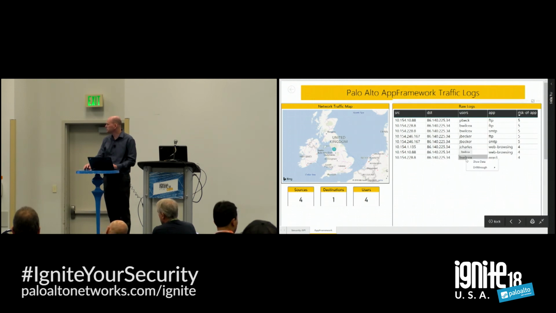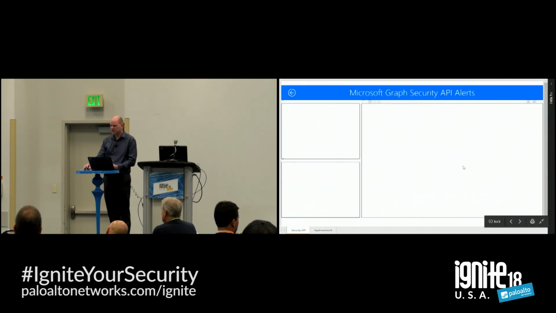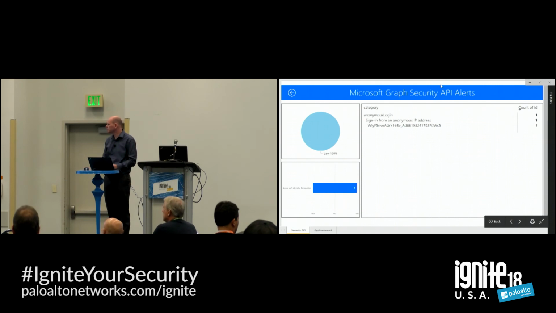Let's take a look at one of these users and go back and pivot again, back to the security API, and see if there's any other alerts for this user. Well, lo and behold, there is. There's an anonymous login from an IP address that we don't recognize.